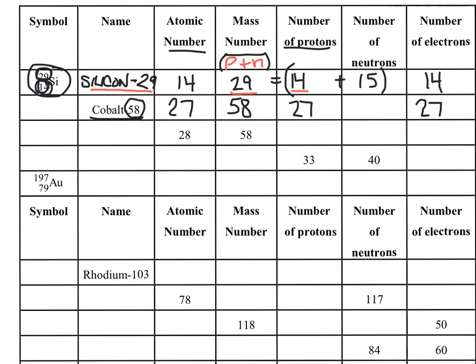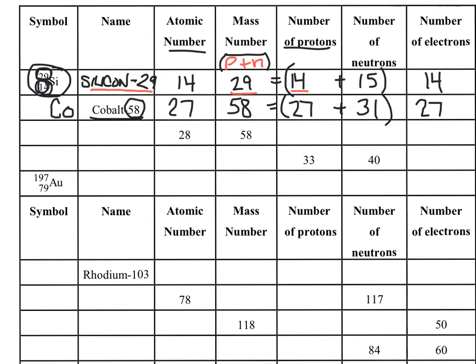Well, the answer would be 31. So 31 neutrons plus 27 protons would give you the mass number of 58. All right, we're almost done. Just have to do the isotopic symbol here. Cobalt's symbol, according to the periodic table, is Co.